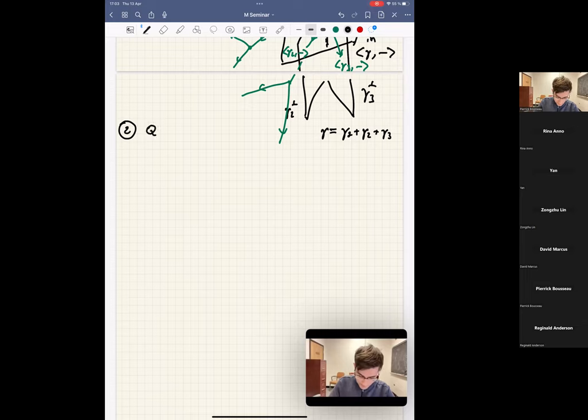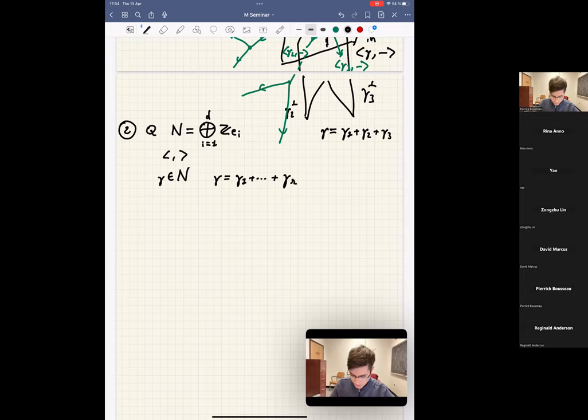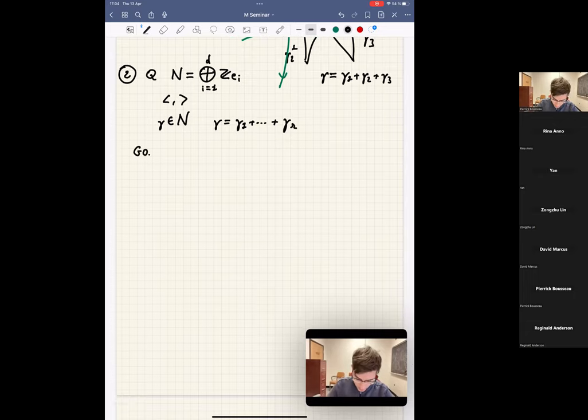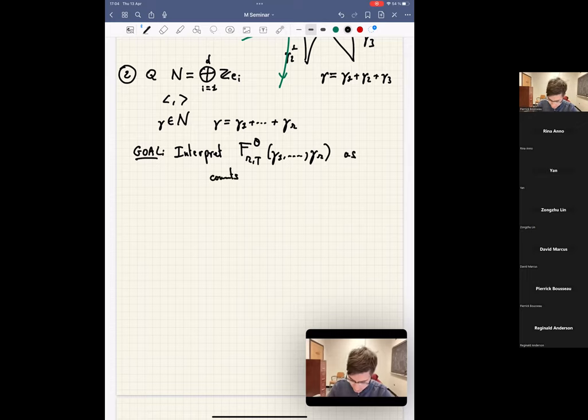So again, I fix the quiver. I have my lattice N with a basis e_i, and I have this symmetric form Q on it. I fix a dimension vector and I fix the decomposition gamma_1 plus ... plus gamma_r. Our goal is to interpret these universal coefficients, coming from iteratively applying the wall crossing formula, as some kind of Gromov-Witten invariants, so as counts of rational curves, and in our case in toric varieties.